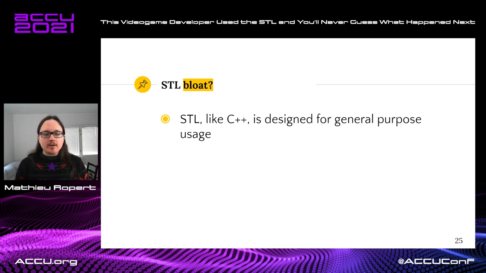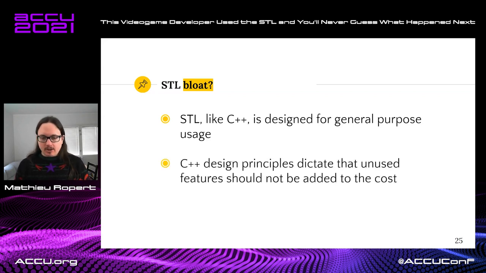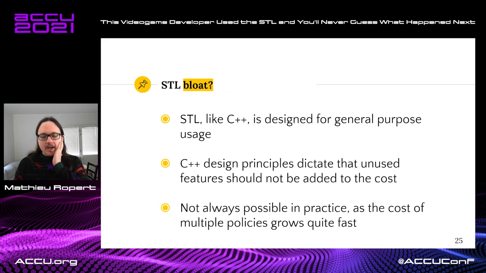Cool. So the STL is designed for a general purpose, which means sometimes they have to take a generalistic approach. And yes, if you have a very specific use case, you might be able to do better. But still, the design principle says that a new feature should not add to the cost. And we're usually okay at keeping up with that, but it's not always possible, right? Because you try to have a policy system or traits or whatever to say, okay, I will only enable those features if you ask me to, but it's not always feasible.